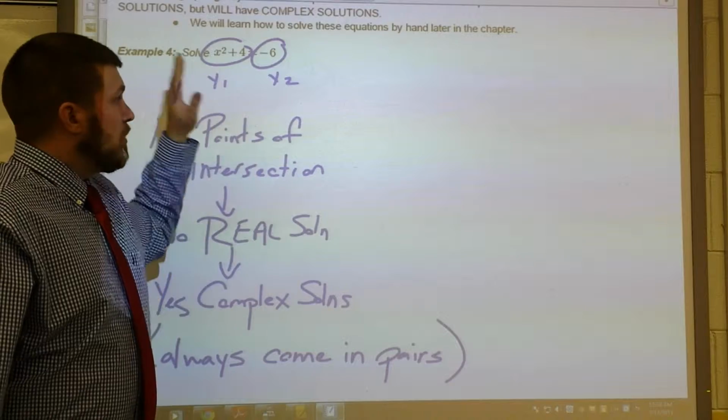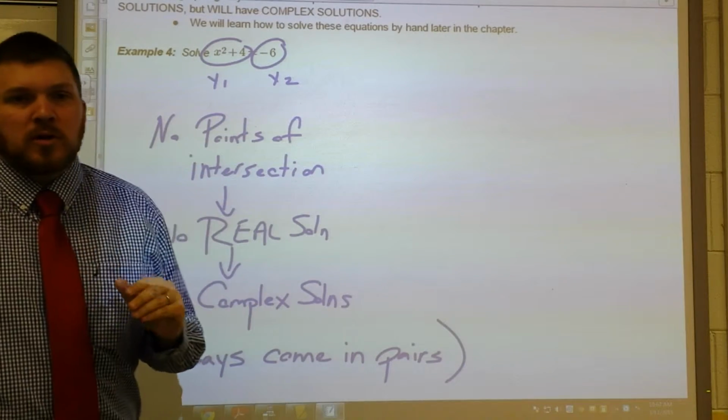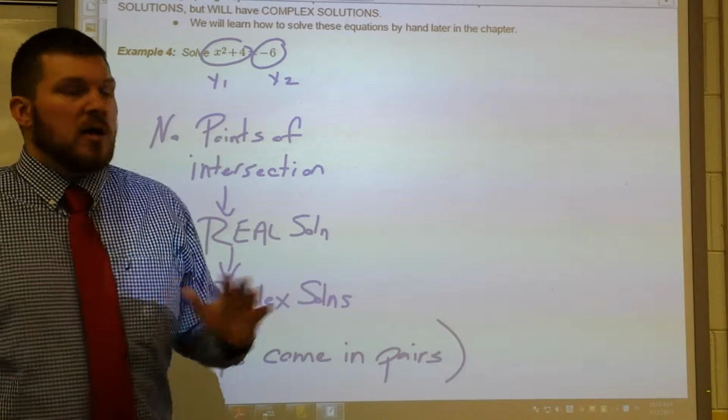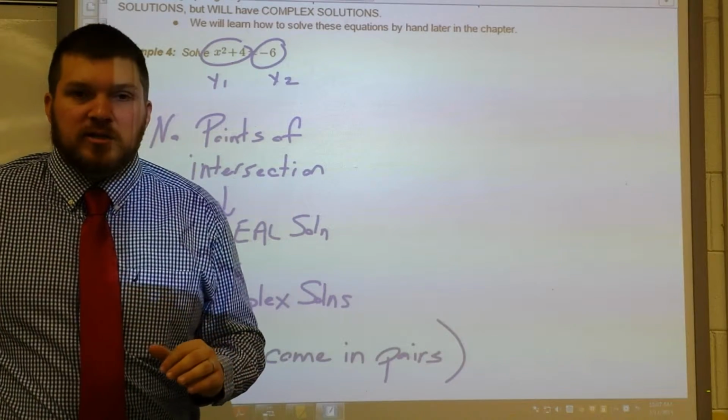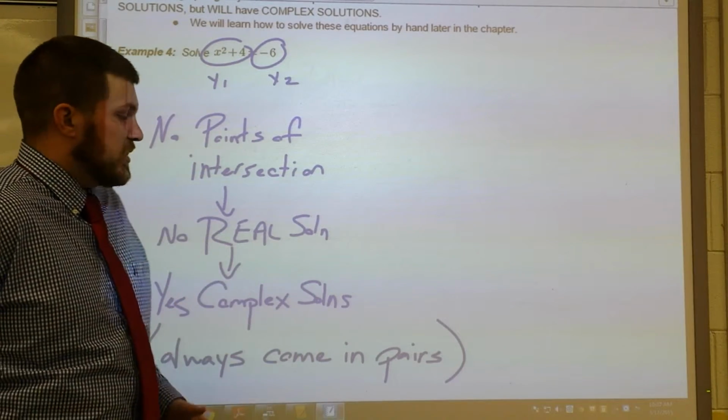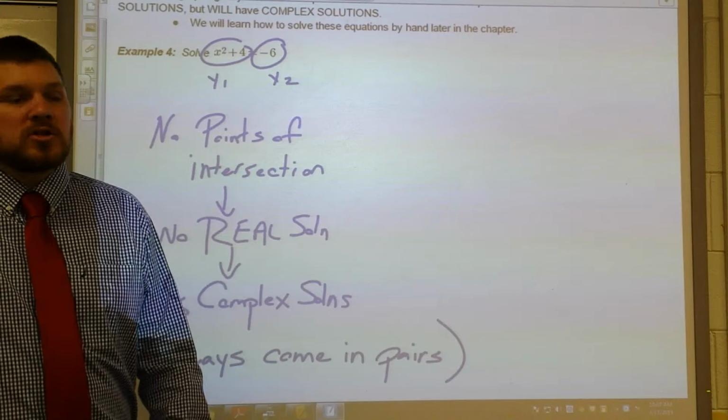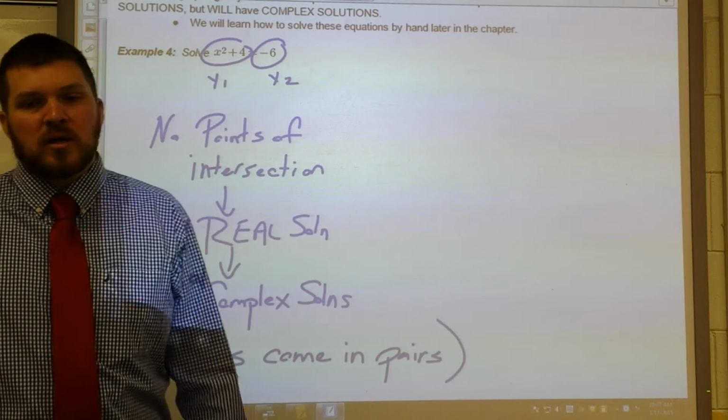But again, if you're intimidated by the algebra, graphing works the majority of the time, but it is important to know how to do the algebra at least a little bit. That way, if you run into a situation like this example, where there's no real solutions, you can still find the complex solutions. Let me know if you need help.